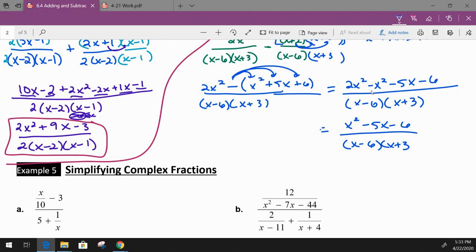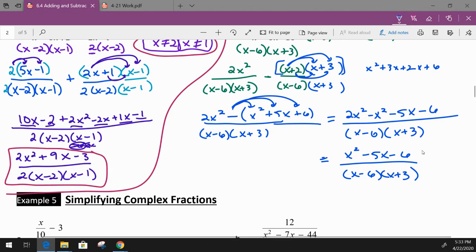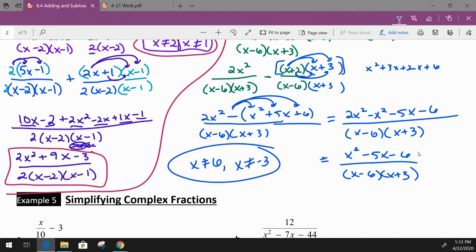All right, so now that we've got everything simplified in one fraction, you have to ask yourself, can I reduce this at all? So if you look at your numerator, can it be factored? And if it's factorable, can it be reduced with one of these denominators? Oh, and I forgot my undefined values. So just state them over here. X cannot equal 6 and x cannot equal negative 3 because that would make the denominator 0.